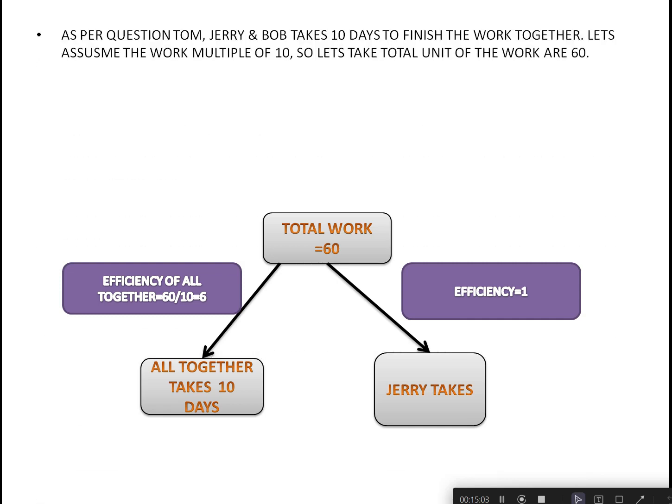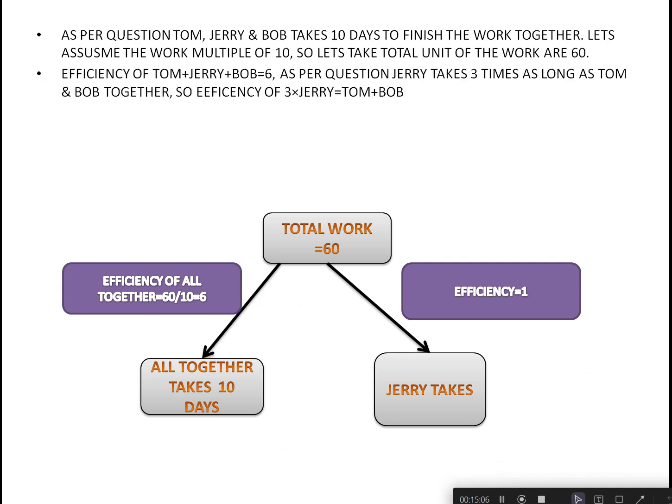So the efficiency of Tom plus Jerry plus Bob will be 6. As per the question, Jerry takes 3 times as long as Tom and Bob together.